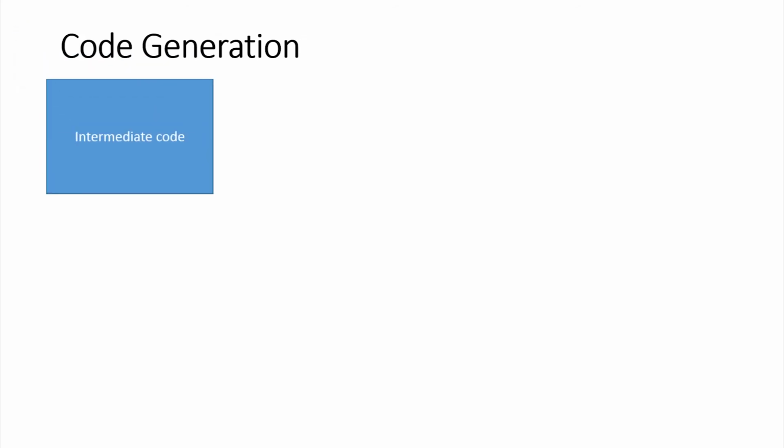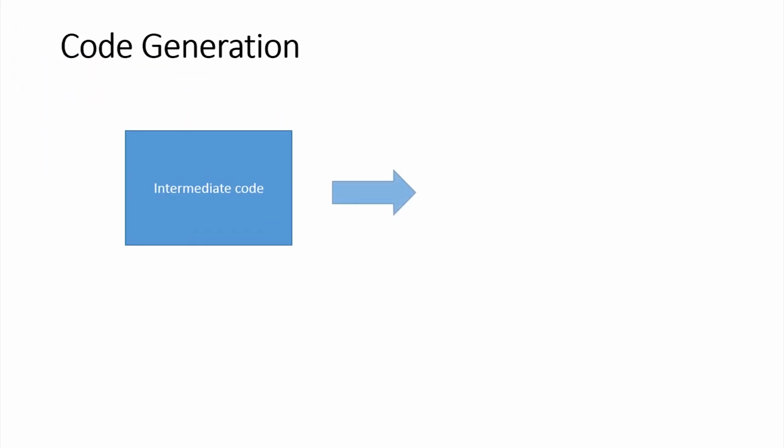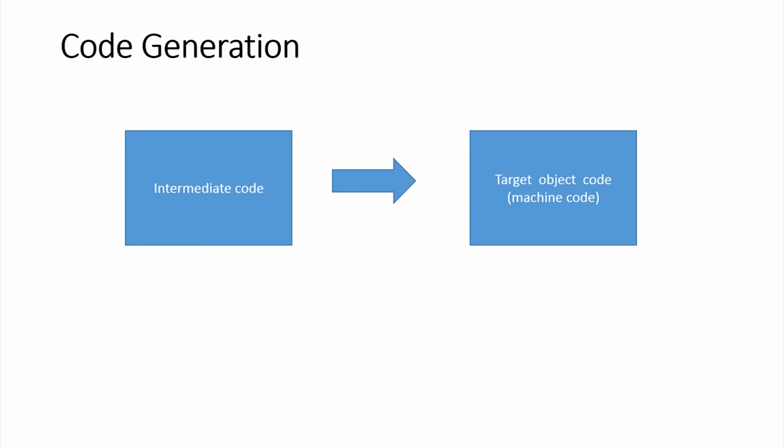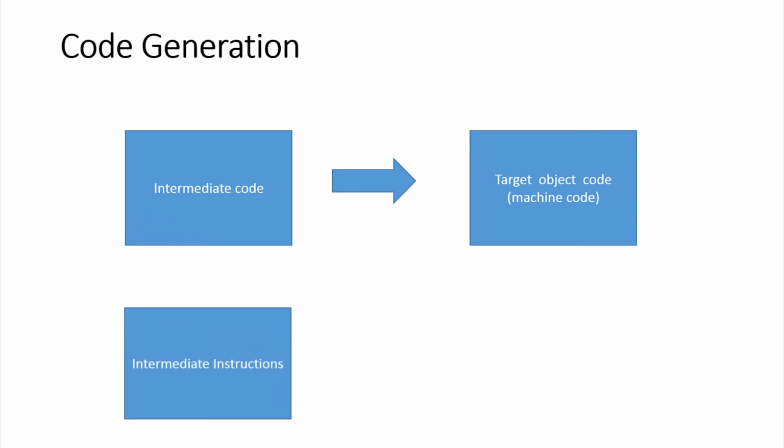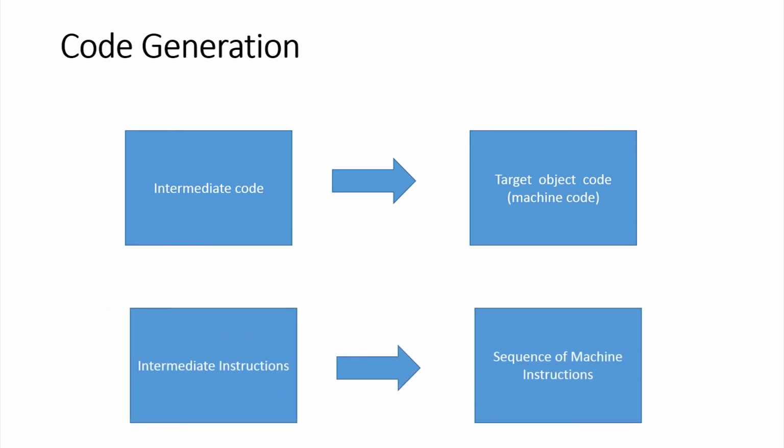It gets the intermediate code and produces the target object code. Also, intermediate instructions are translated into a sequence of machine instructions that perform the same task. However, this code must be optimal in terms of memory and CPU usage. So, these were the different phases of the compilation process. By using them, a high-level language is translated into machine-level language.